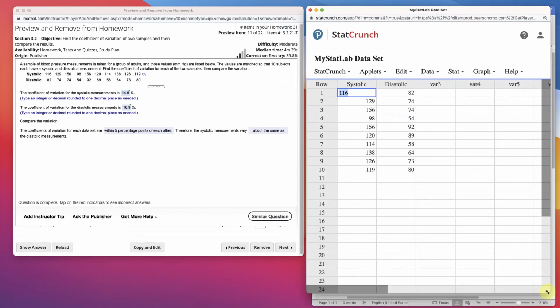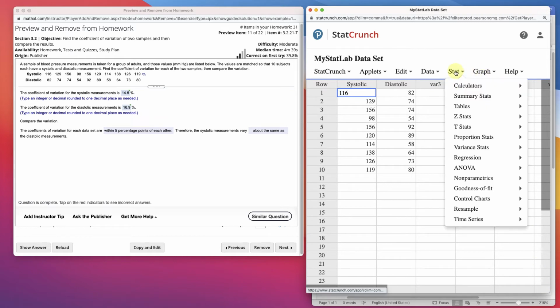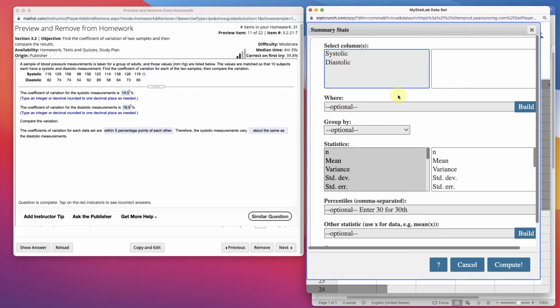There's both of our data. Now we can go to Stat, and we're going to do summary stats on the columns. We're going to select both of them, so hold down your command key. That puts both of them over there. And then we just have to make sure we have the coefficient of variation in here. And there it is. So I'm going to hold down the command key, put it in, and then click compute.